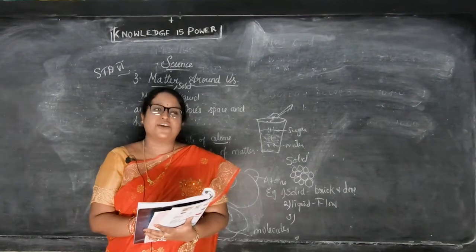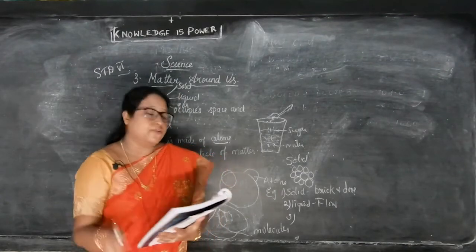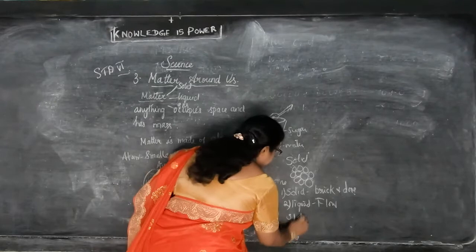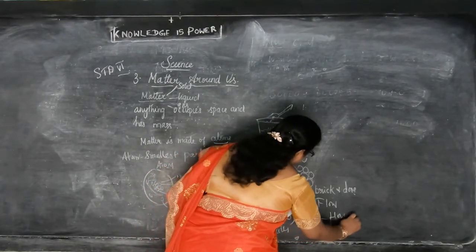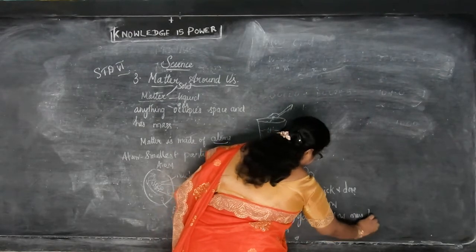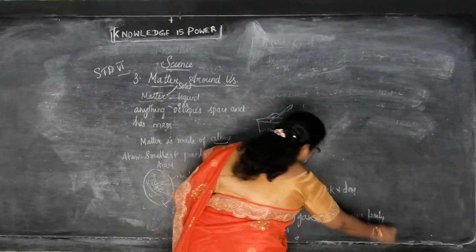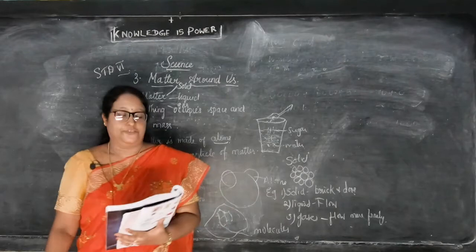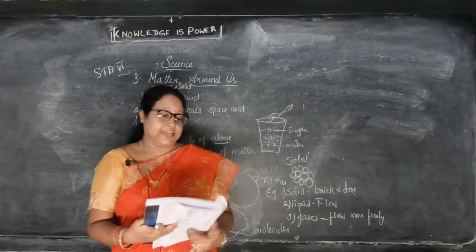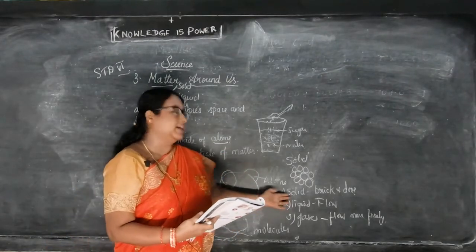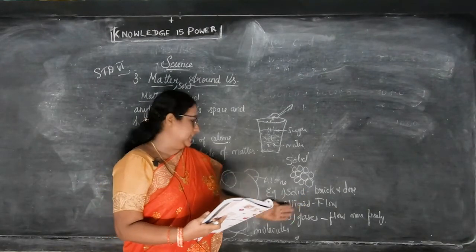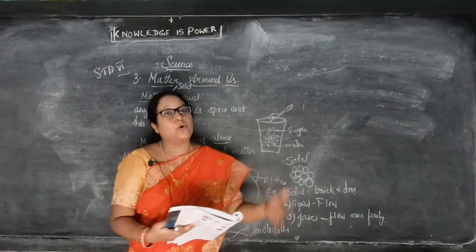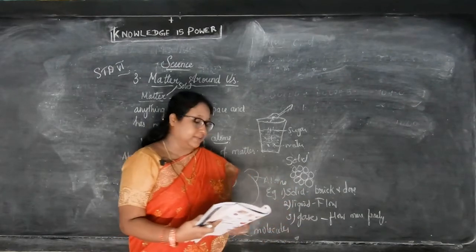And the others which are very light and can flow more freely come under gases, for example, air in the balloon. So what are the examples? Solid: brick and door. Liquid: which can flow easily. And gases: which can flow more freely. For this they have given examples here.